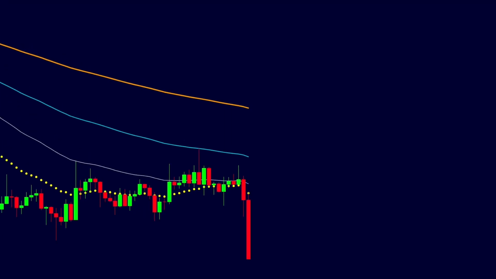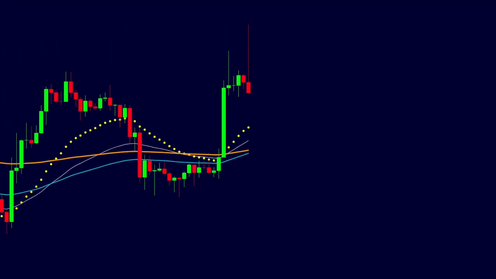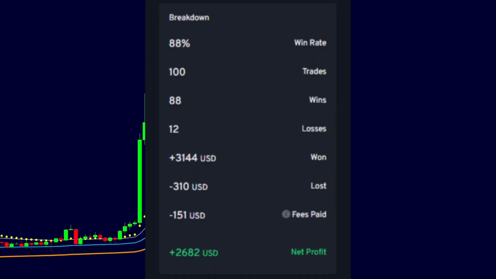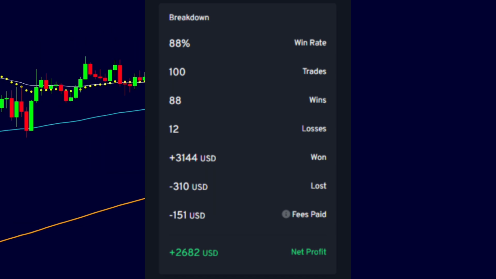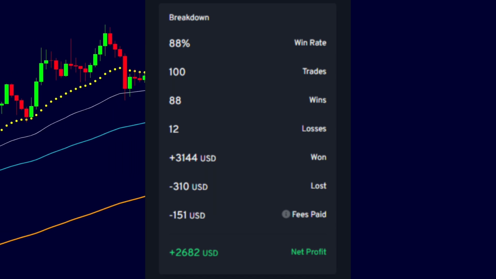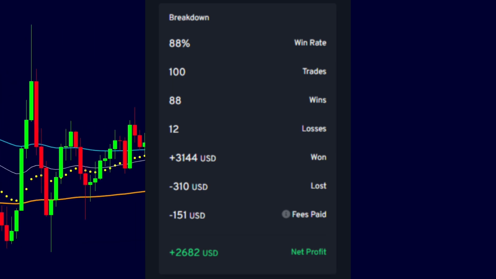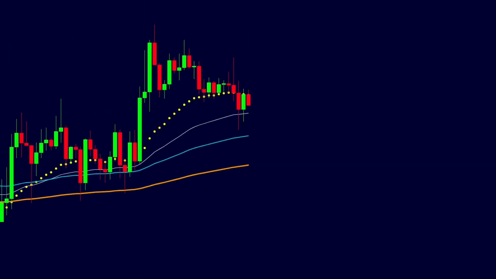Hey there, I've developed a super simple yet profitable trading strategy that uses just one free indicator and has delivered an impressive 2682% profit with an 88% win rate using only 3x leverage. But patience is the key, and you need to watch the entire tutorial because somewhere in it is your golden key to unlock these claims. So if you're eager to learn more, let's dive in and get started.